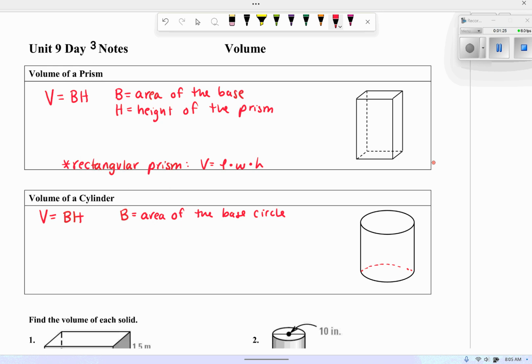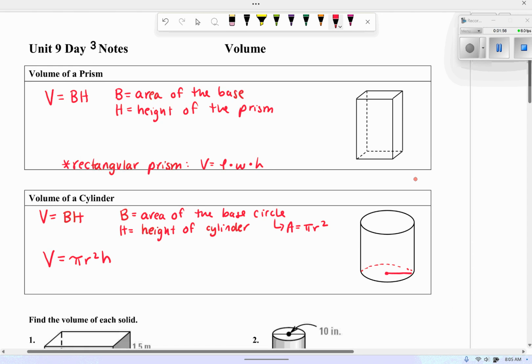So we have to remember how to find the area of a circle. So remember the area of a circle is pi r squared. And of course, h is equal to the height of the cylinder. So that means that the volume is equal to pi r squared times h. And so that would be our r, and this would be our h. And up here we had our length times the width times the height.